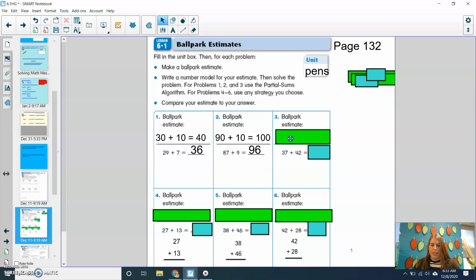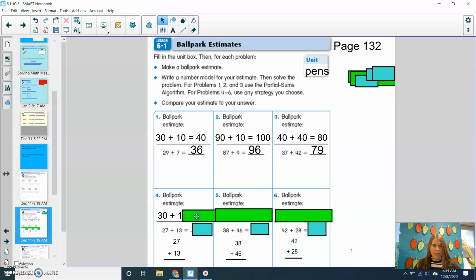For number 3, 37 would round to 40. 42 is also going to round to 40. 40 plus 40 equals 80. Now for this one, I know that 30 plus 40 equals 70, and I know that 7 plus 2 equals 9. So 70 plus 9 equals 79. Notice how all of my answers were very close to my ballpark estimate. Now let's take a look at number 4.